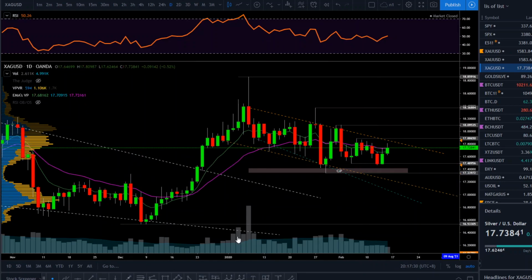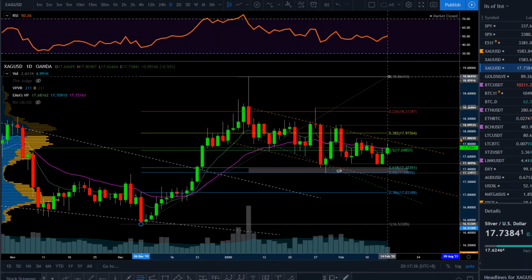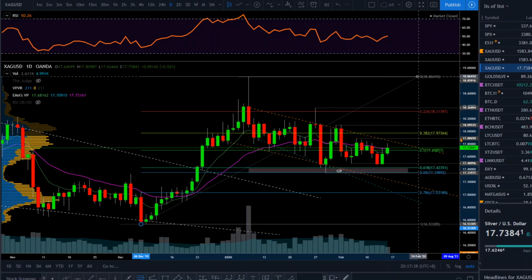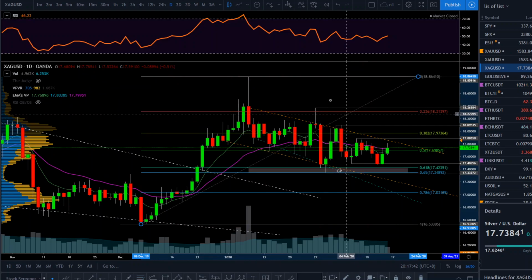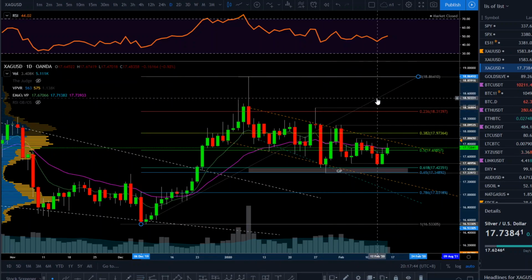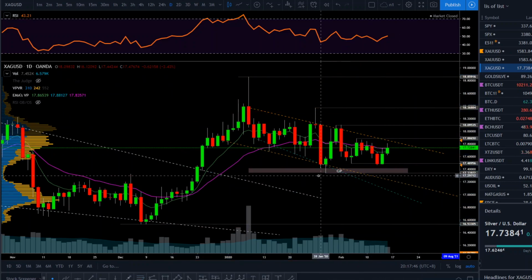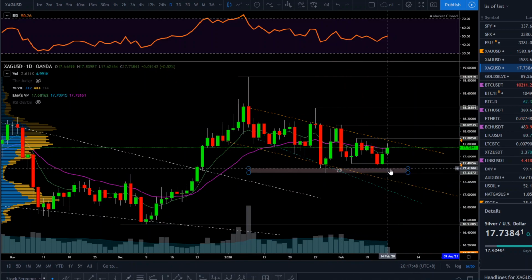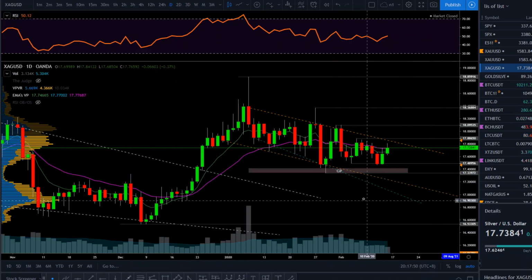The other thing is that over here in the consolidation, it went to the golden pocket. If you do a Fibonacci extension from there to there, you can see it went into the golden pocket here and bounced, which is a very good sign. So I'll leave that on.